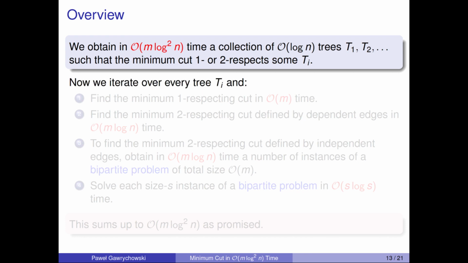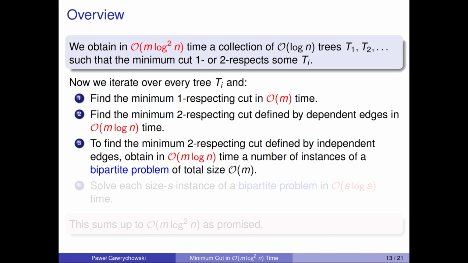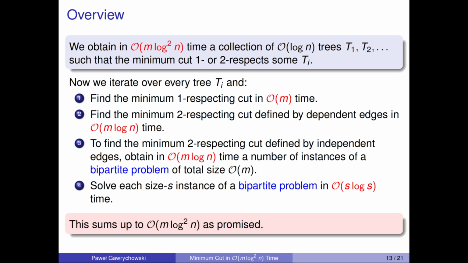So we take one tree Ti, and we do the following. First, we find the minimum 1 respecting cut using Karger's algorithm in all of m time. Then we have to find the minimum 2 respecting cut defined by the dependent edges. So we show how to do this in m log n time, but it's not the main technical part. Then to deal with the case of independent edges, we introduce a new problem that I will define soon. And we show how to obtain a number of instances of this new problem in m log n time, and the overall size of all those instances is O of m. And finally, we show how to solve this new problem in time s log s, where s is the size of the instance. So this is the main technical part. Overall, it's m log² as promised.